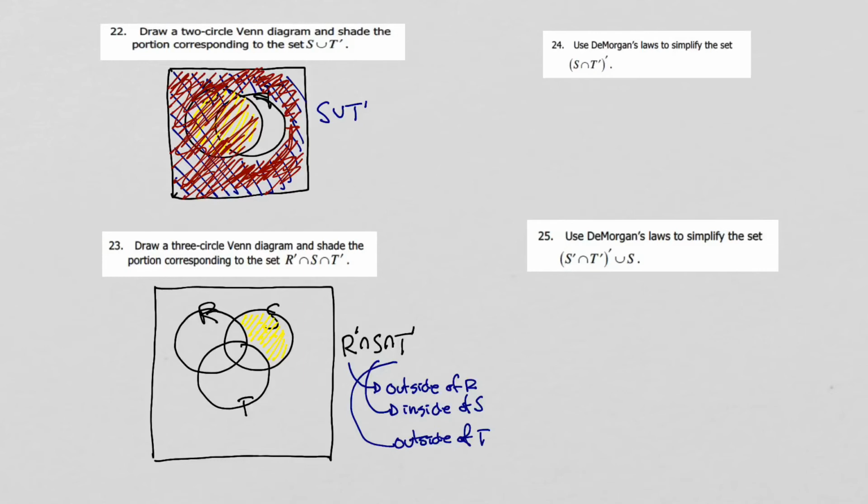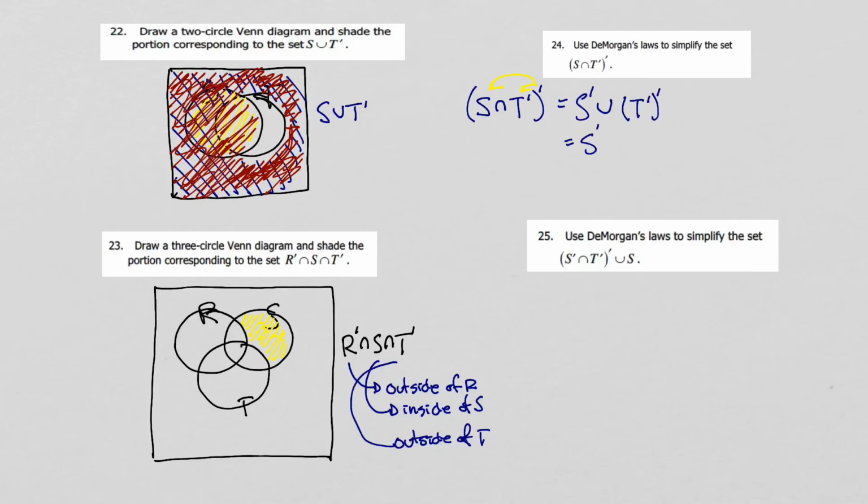Problem 24, let's use De Morgan's laws to simplify this expression. So we could write S intersect T prime, prime, and then we're going to use De Morgan's laws, and that's going to allow us to distribute this prime, that complement. So that's going to give us S prime union, right? When you apply De Morgan's laws, it changes this symbol. And then we're going to have T prime prime.